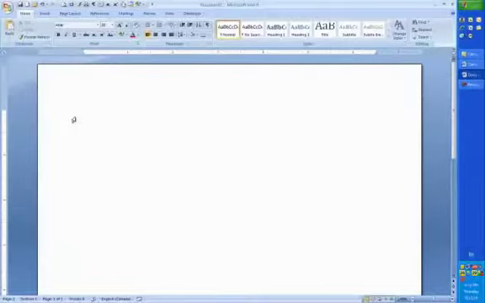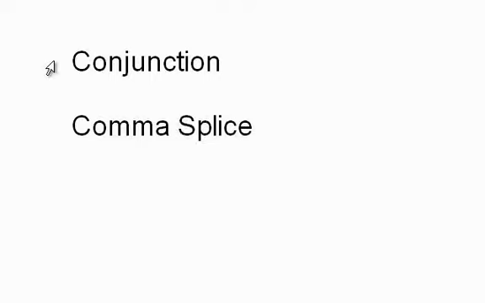Let's show you three simple things to help you learn how to use commas. Okay, the first thing I'm going to talk about is the use of a comma with a conjunction. Then I'm going to talk about a comma splice and how that doesn't work. And then we're going to talk about the serial comma. Three simple things. We'll do them really quickly.